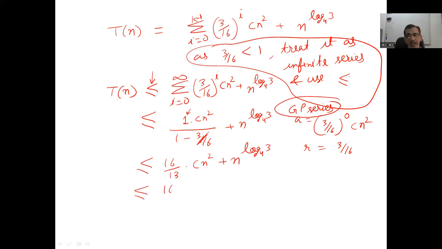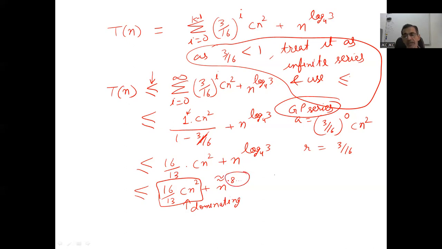I can say that it is nothing but 16 raised by 16, Cn square plus n raised to log base 4 of 3, which is less than 1 because log base 4 and value is 3. So it is going to be something around 0.8, or approximately you could say 0.8, 0.9 or whatever. Once I have this equation, I can easily see that this is the term which is going to be dominating, and this is much more than n raised to 0.8 or less than this.